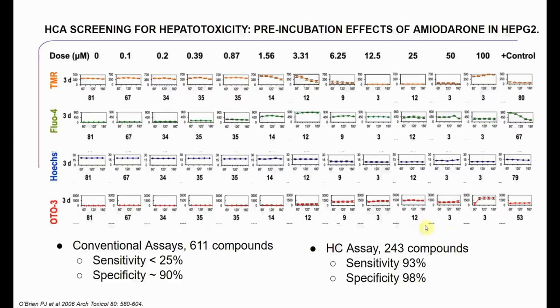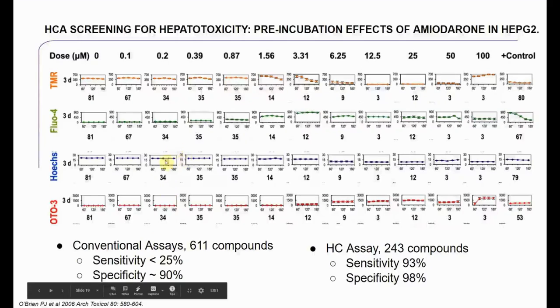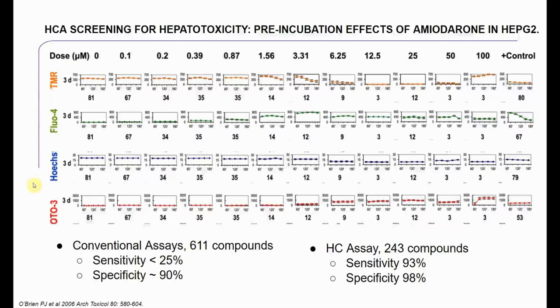What was very encouraging when this was analyzed is they looked at a panel of 611 compounds with conventional in vitro assays, and as we discussed previously, the specificity of these types of assays was very high, but the sensitivity was very low.